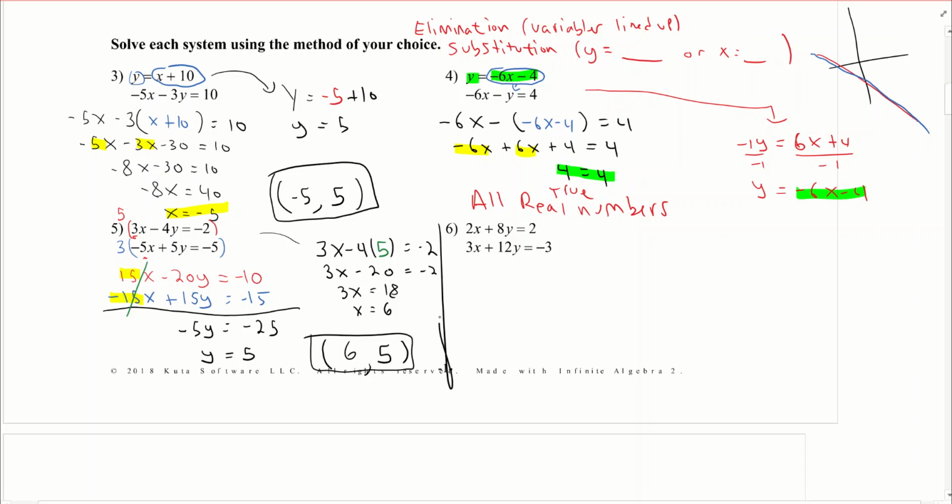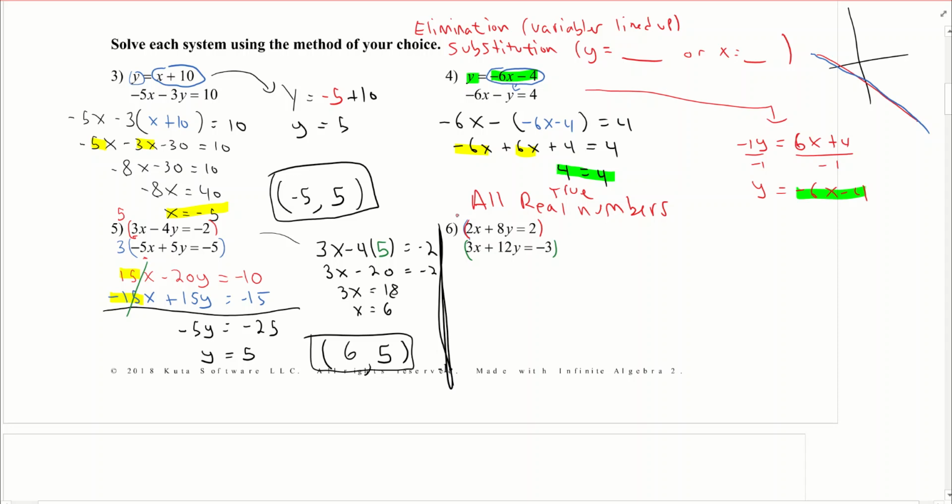Okay, number 6, same idea. Notice how the x's are lined up, the y's are lined up, the constants are lined up. This one lends itself to elimination. And again, the idea is we want to multiply one or both equations so that the coefficients in the front are the same. So I'm going to look at the x's and say, well, the least common multiple there is 6.